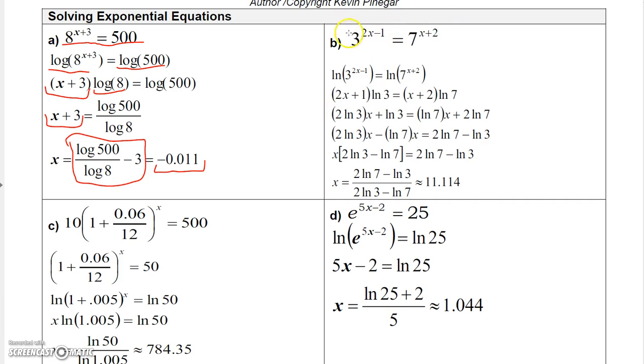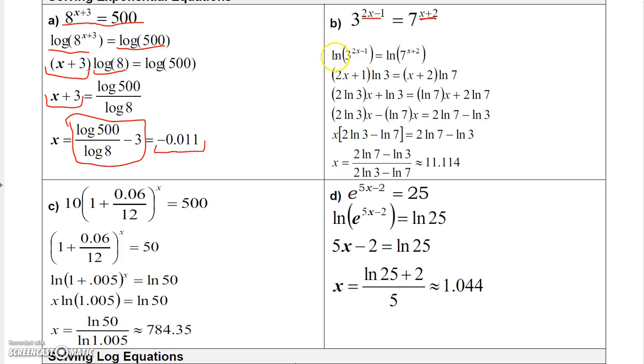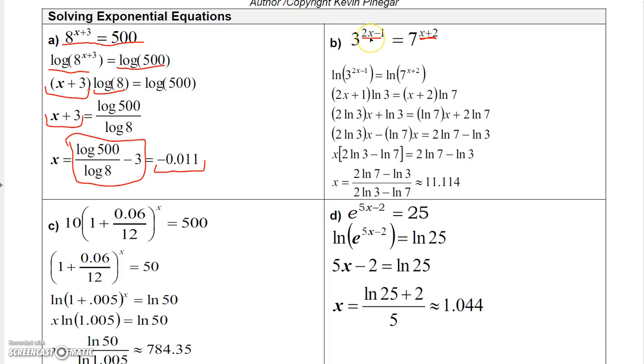This one's a bit tricky because you're actually going to take the log of both sides here, but on both sides you have an exponent. I mean a variable exponent. So I'm going to use natural log this time. I could use common log, either one is fine. I'm going to take the natural log of both sides this time.